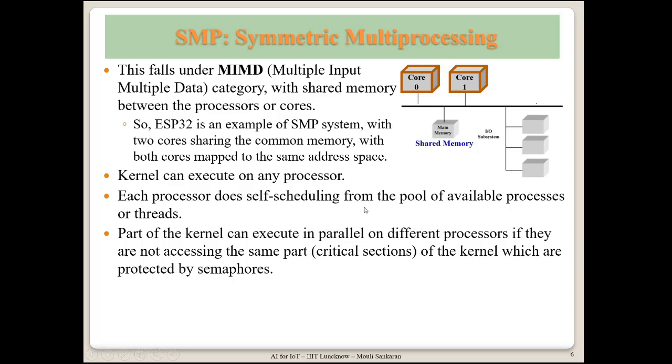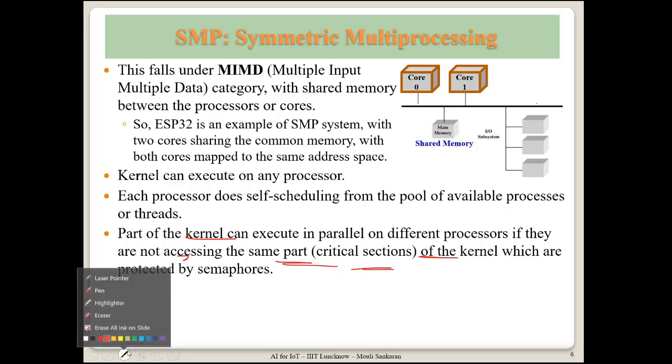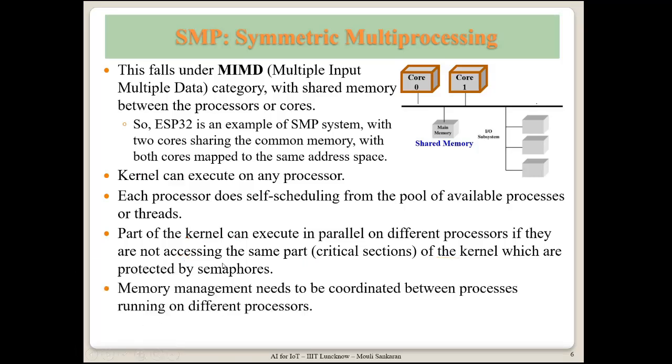So each processor does self-scheduling from the pool of available processes or threads. Part of the kernel can execute in parallel on different processes if they are not accessing the same part or critical sections of the kernel, which are protected by semaphores. I told you that needs to be locked, or semaphores have to be used.